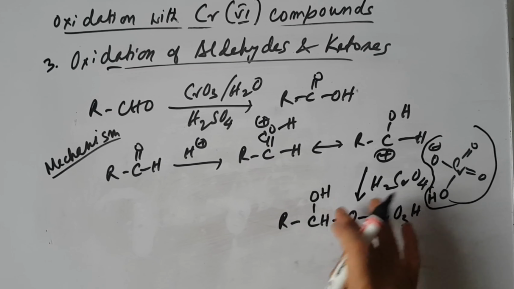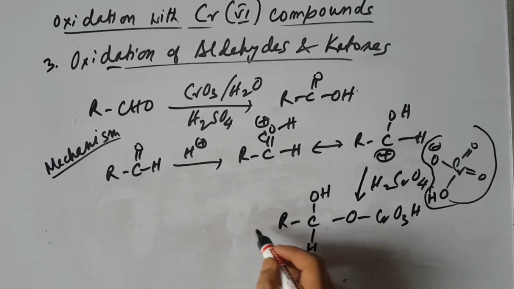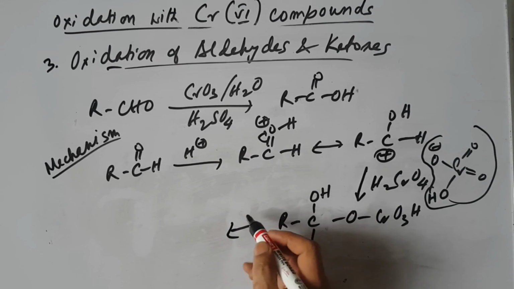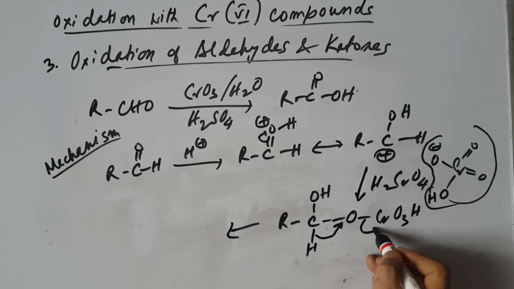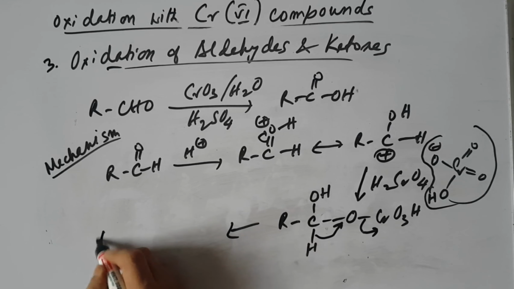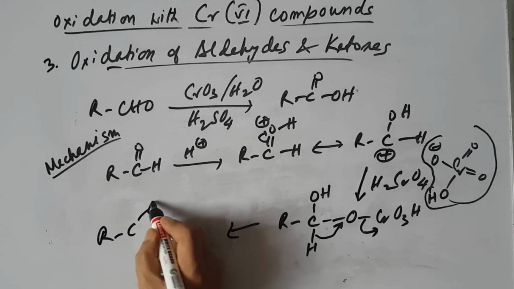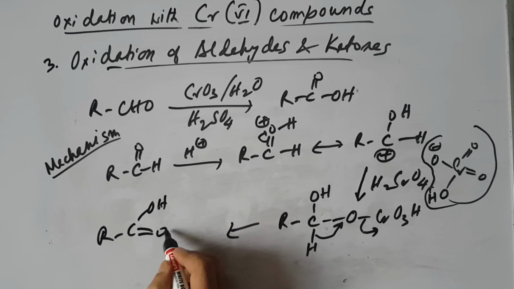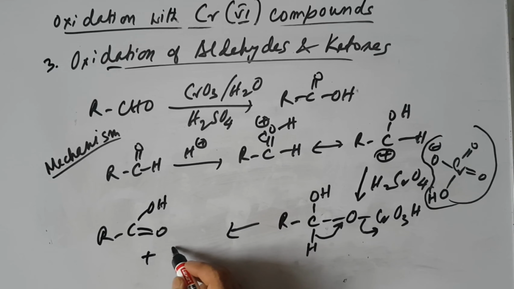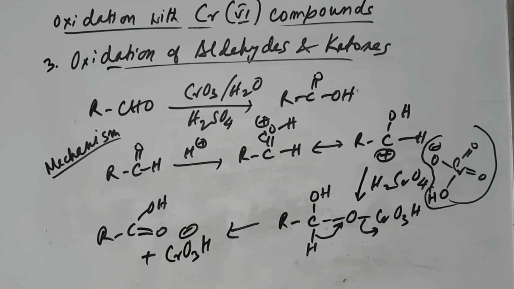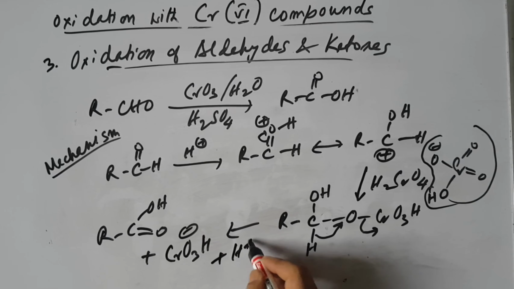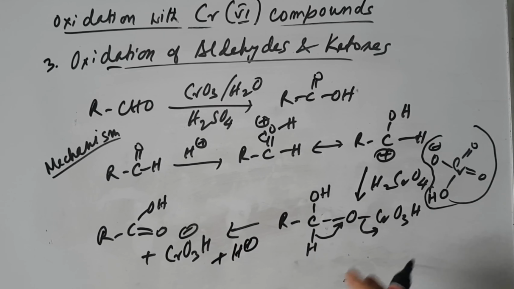Now we have a hydrogen here, so it is attacked by the base, water, and can undergo this way. So when it goes like this, you get an acid. The product is the carboxylic acid plus CrO3H negative charge, plus H plus. So this is the final product. This is how aldehydes are oxidized to acids.